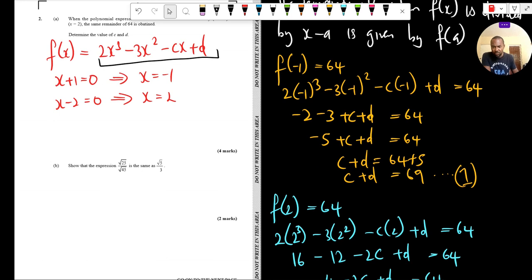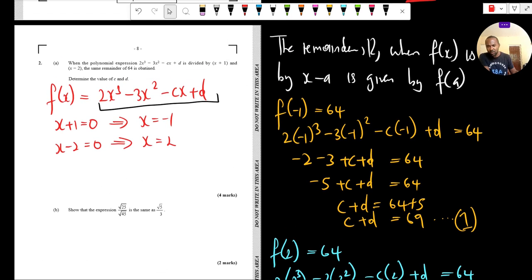Is that all that they wanted us to do? Yes. So for this part of the question, that's all we're required to do. Find the value of c and d. And so we see that c is equal to 4/3 and d is equal to 188/3.